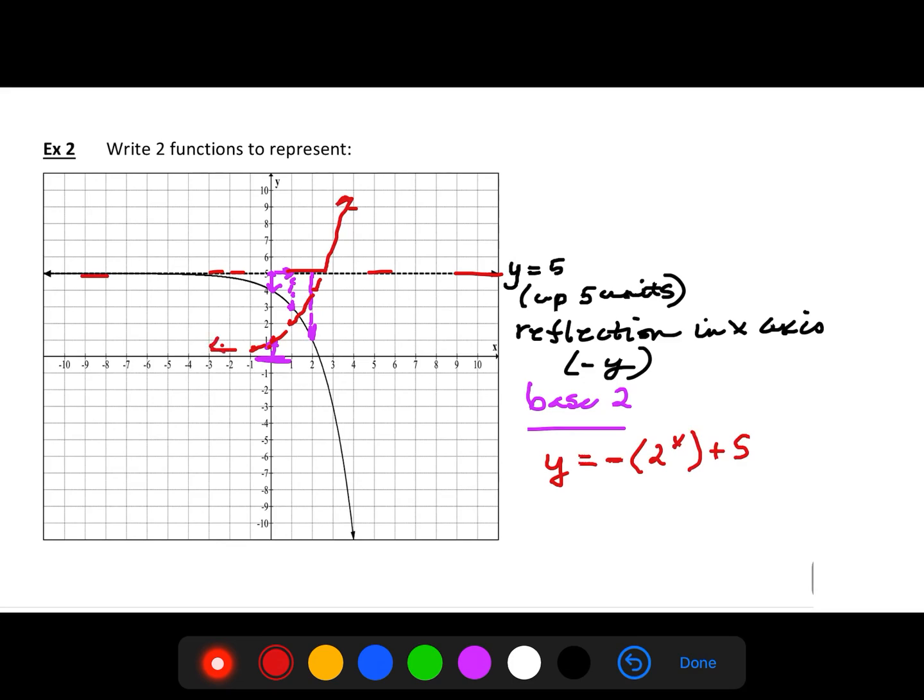So if we want to think about what points would have changed from our graph here, we have reflected around the y-axis and moved up 4 units. Reflected around the y-axis, moved up 4 units. So we do have our graph.